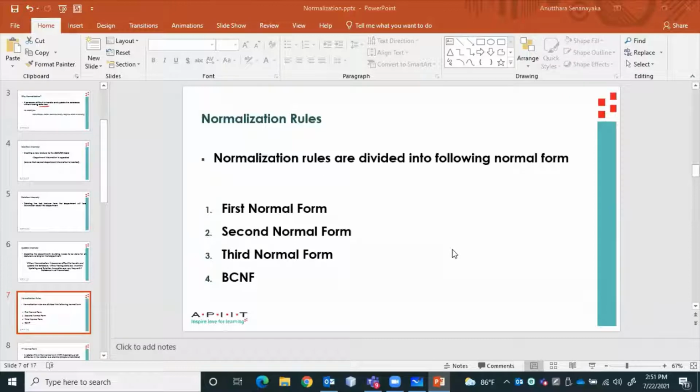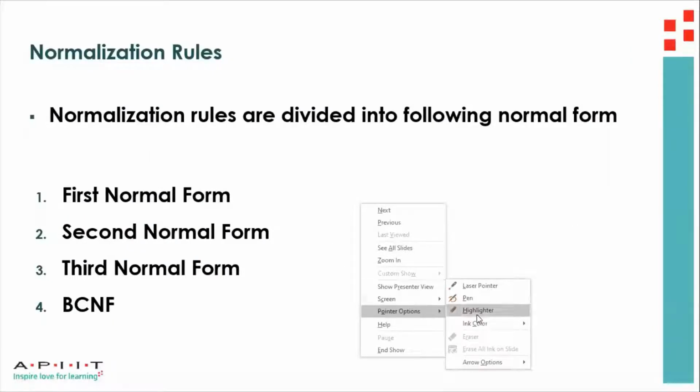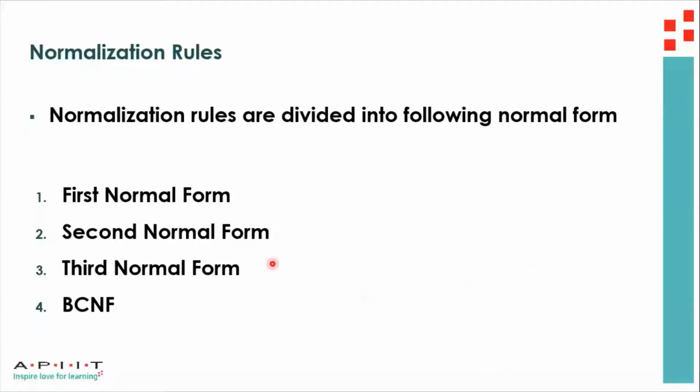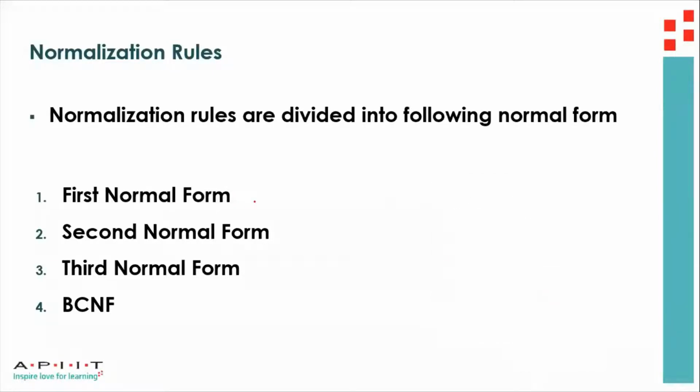So now let's see what normal forms are available. The normalization rules, or the normal forms, available in the DBMS. Like I told you when I started the session, in your syllabus you have three normal forms. And if you want to learn further, in the computer science stream, you will learn another normal form called BCNF, Boyce-Codd normal form.